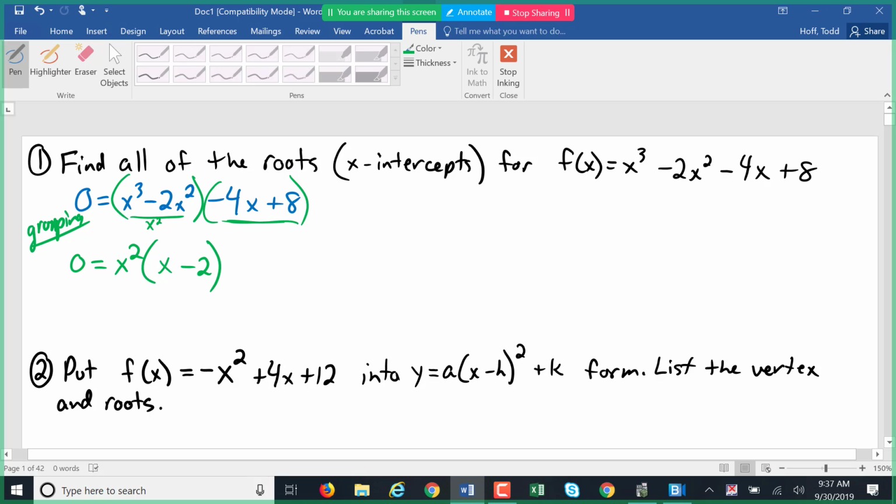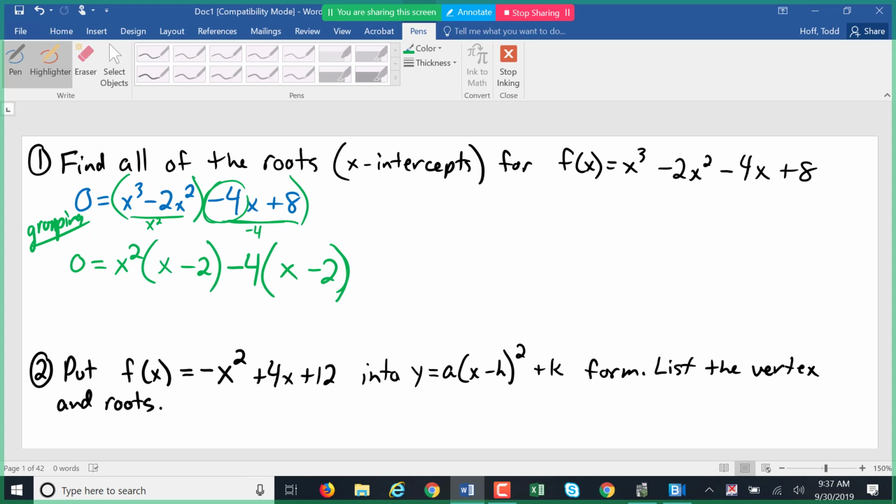So to make that positive, I'm going to factor out a negative 4. So it'll be minus 4. When I divide out that negative 4, negative 4x divided by negative 4 is just x. Positive 8 divided by negative 4 is negative 2. And we've accomplished the goal we want. We wanted to make sure we got the same expression inside the parentheses for both groupings.